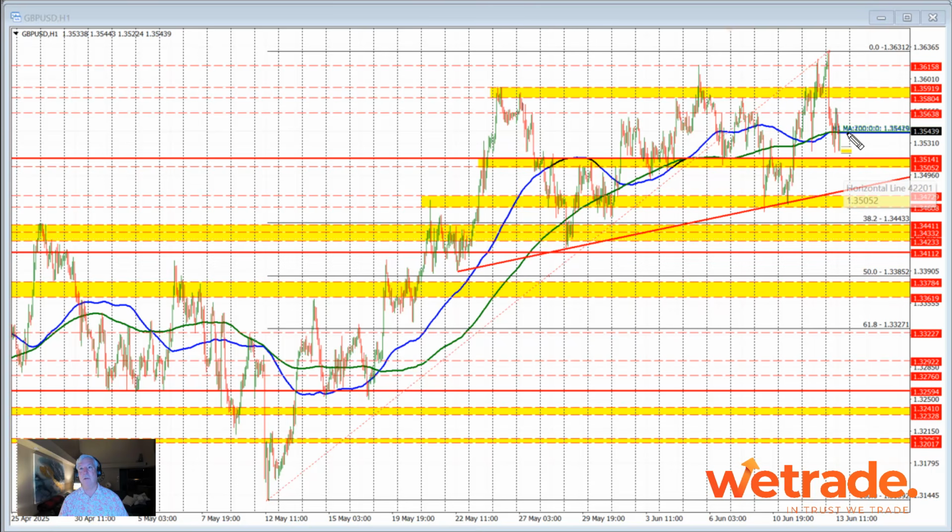So we're trading right near the 100 and 200 hour moving average. It's a key barometer for traders today in this pound versus US dollar. We'll see how that plays out.